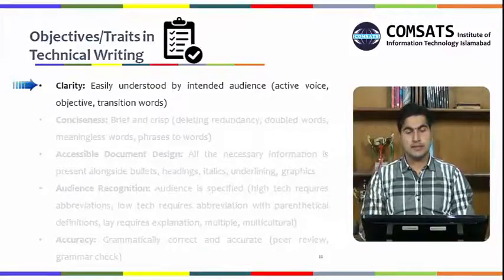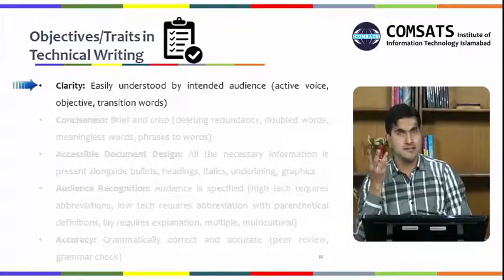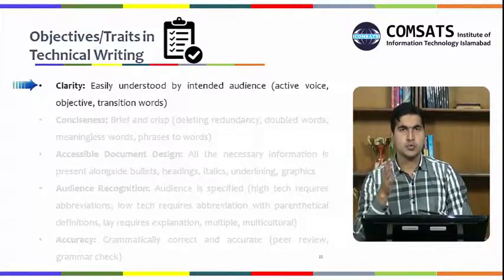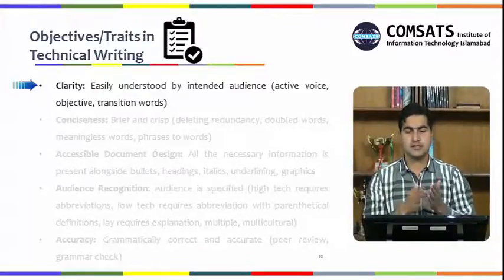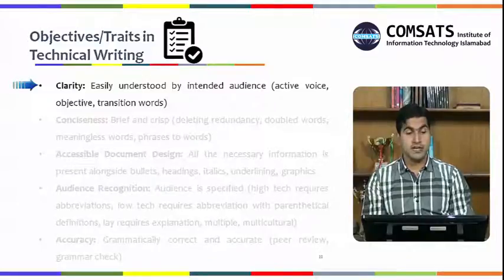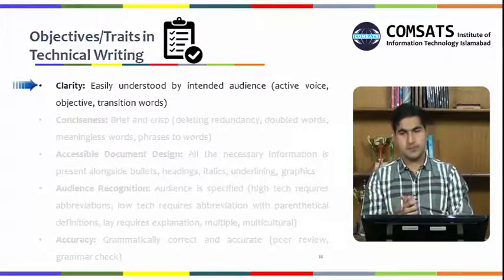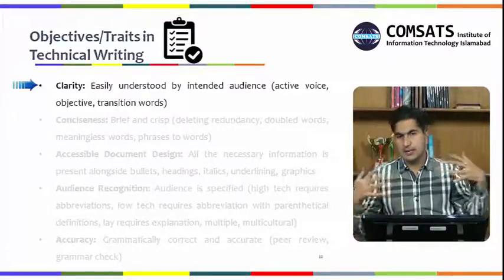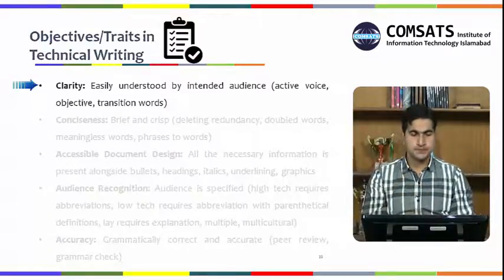Clarity means that you make your writing easily understood by the intended audience, which means first you know who your audience is. If that's clearly defined, then you can write in such a way that it's easily understood and comprehensible. How do you do it? Of course, by keeping your language active, keeping your language objective, by keeping your personal self aside, coming up with opinion by using third person, and using transitional words to link things and to move from one section to the other within your writing.